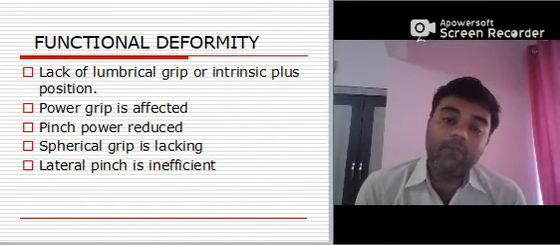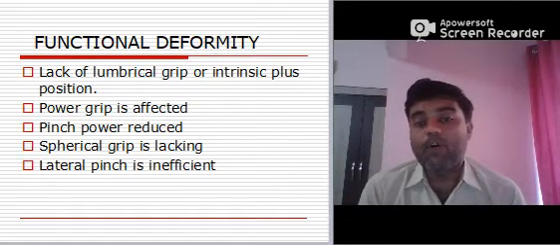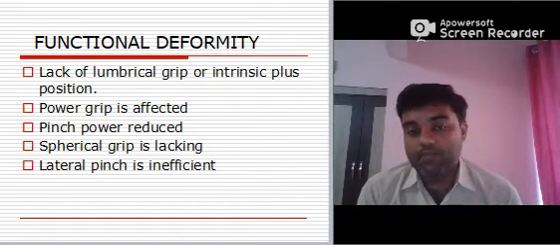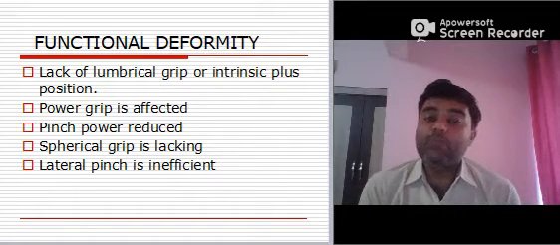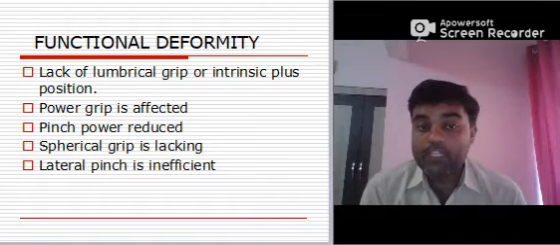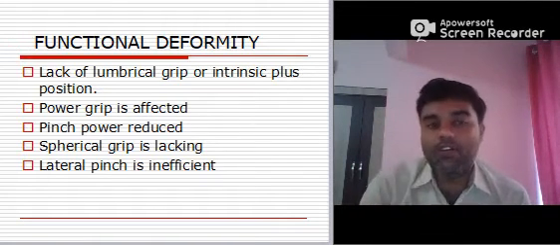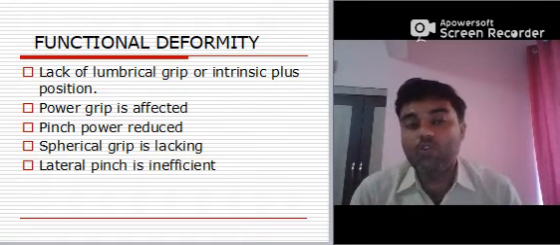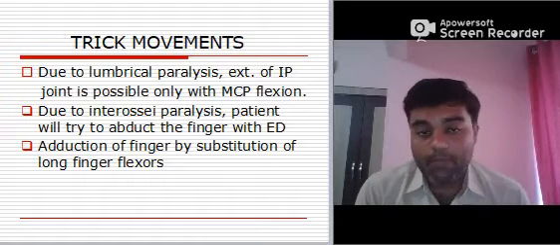Then functional deformity also occurs, that is lack of lumbrical grip or intrinsic plus position. Power grip is affected, pinch power is reduced, spherical grip is lacking, and lateral pinch is inefficient. See, these are the words you should remember. Then trick movements may be present.